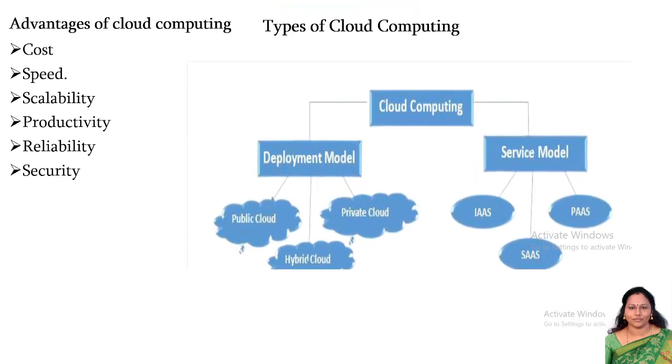These are the advantages of cloud computing. The cost is very affordable, the speed is very fast, and there are scalability, efficiency, productivity, reliability, and security. These are the types of cloud computing. We have two models: one is the deployment model and the other is the services model. Deployment model means your cloud should be in public mode, private mode, or hybrid mode, whichever mode you need. Services model means we have a lot of services: infrastructure as a service, IaaS, software as a service, SaaS, and platform as a service. Depending upon your requirement, you choose the services.